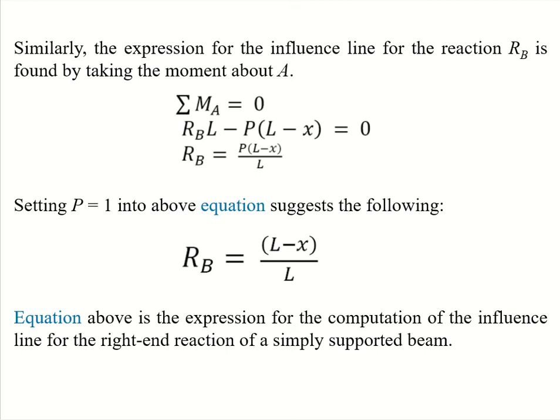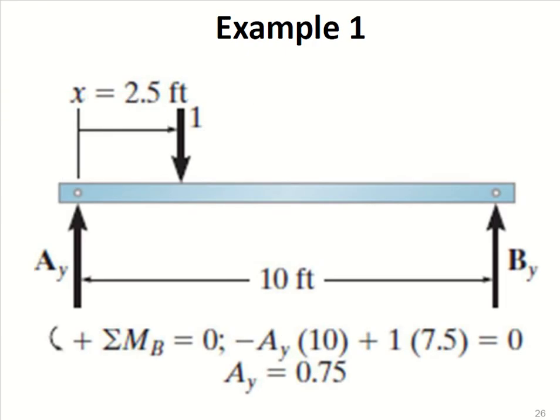So please keep in mind that the only thing you have to know is the concept. If you know the concept, then you can solve everything. So in this case, the load is moving from A to B. So I'm taking moments about B equal to 0, and summation of Fy equal to 0. So minus A into 10.